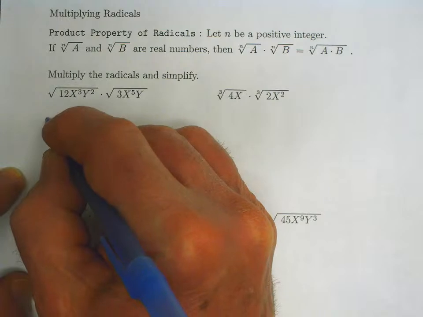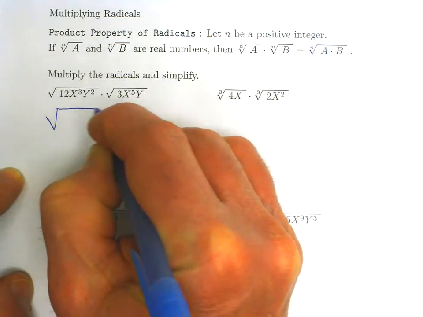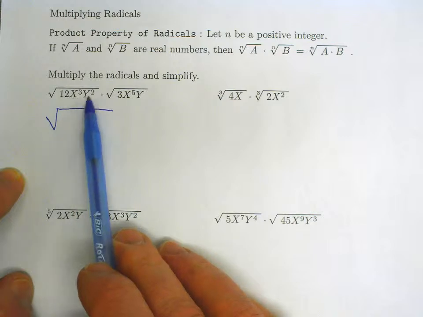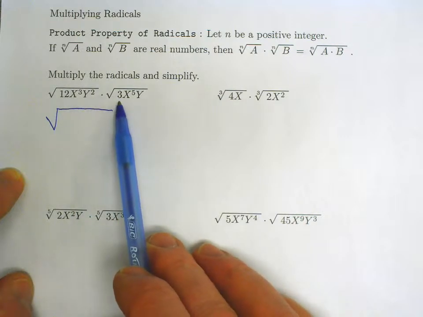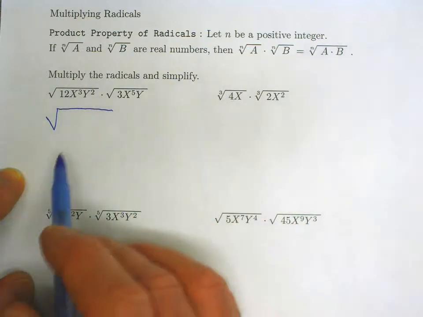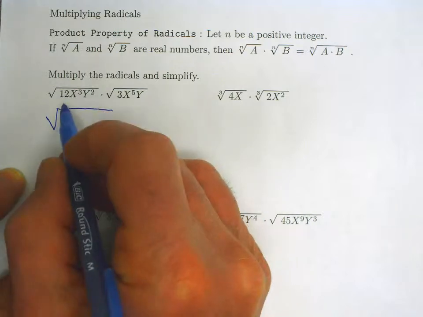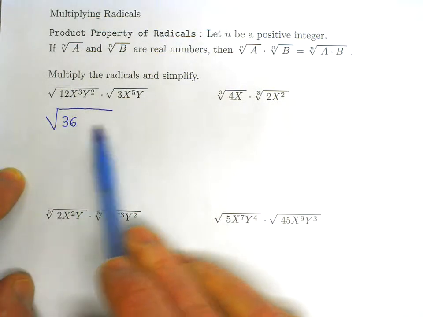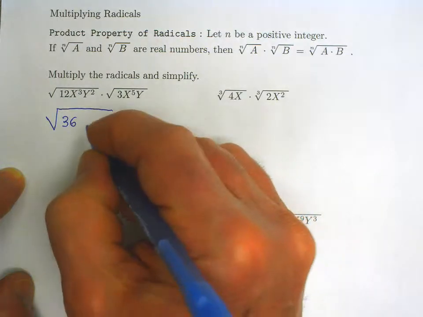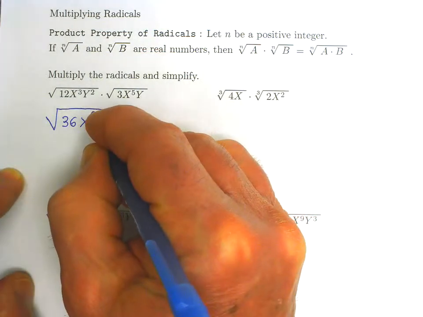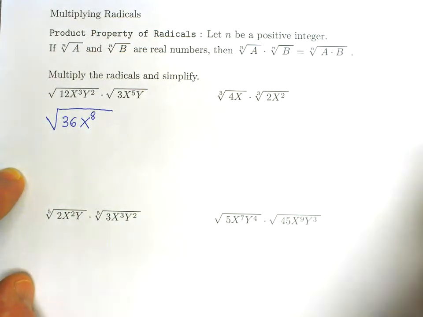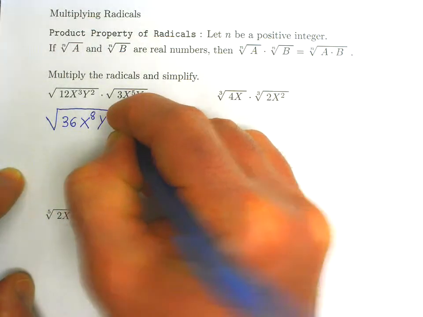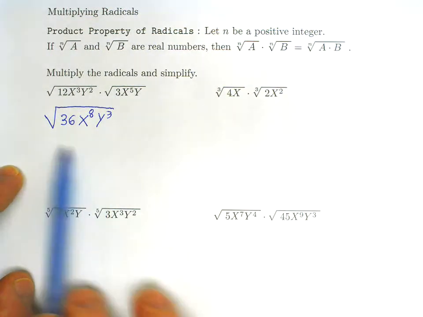So if I apply the product property, I'm going to multiply 12x to the third y to the second by 3x to the fifth y, and that will give us, well, let's see, 12 times 3 is 36. X to the third times x to the fifth is x to the 8th. And then y to the 2nd times y is y to the 3rd. And then I'll just focus on simplifying this square root.